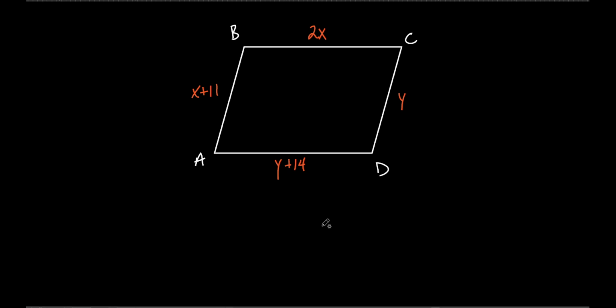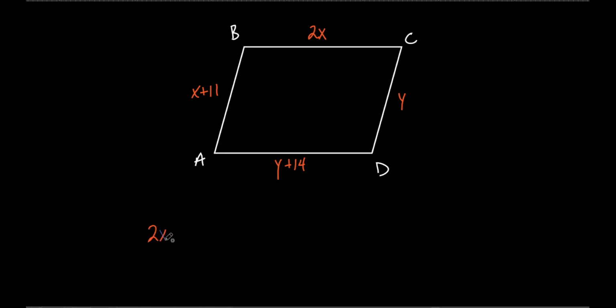It says find each variable that ensures that this quadrilateral is a parallelogram. So I want to find what x should be equal to and what y should be equal to in order to make this a parallelogram, right? So what do we know about the sides? What has to be true about the sides in order for this to be a parallelogram? The opposite sides need to be equal to each other. So if I set this equal to this and this equal to this, that would ensure that it's a parallelogram. And then I just do some algebra and solve for it.